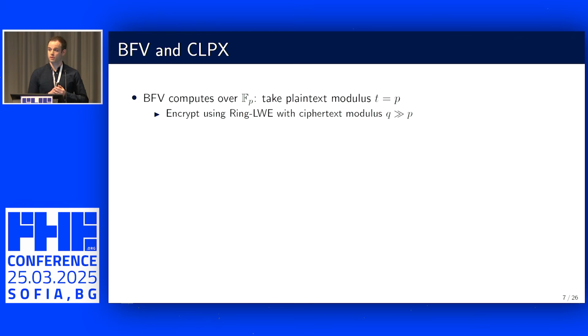I will again explain our generalized BFV scheme by analogy to regular BFV and CLPX. Remember, in regular BFV, the idea is to compute over some small prime fields. The idea to do this is simply to take our plaintext modulus equal to p. So note that our plaintext modulus will be an integer. And then we encrypt under ring learning with errors, using some ciphertext modulus that is necessarily much greater than p.